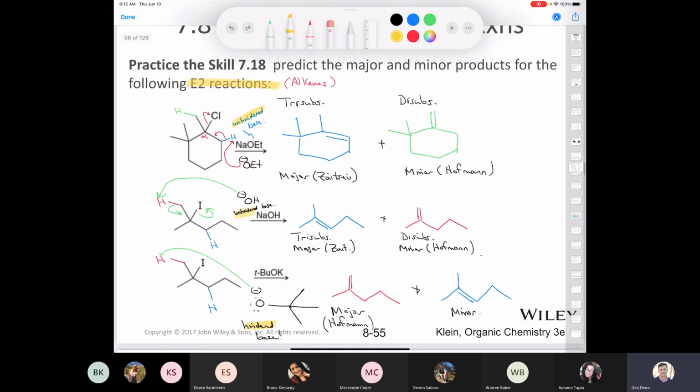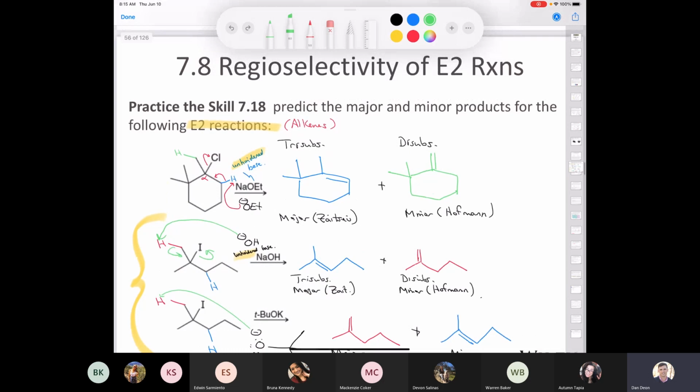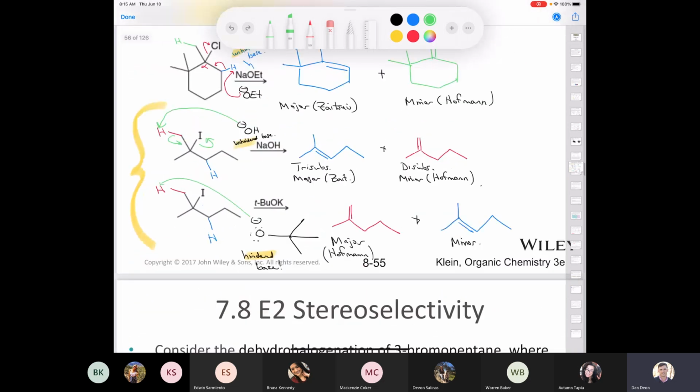So the last thing that we did was look at this problem here, practice the skill 7.18, predict major and minor products. And what I really want to point out is that in the last two problems that we did, we saw that we could use an unhindered base or we could use a hindered base, and we could control the regioselectivity of the reaction, of the E2 reaction. Remember, the whole point is we're looking at E2 reactions, and we've already covered SN2 reactions.